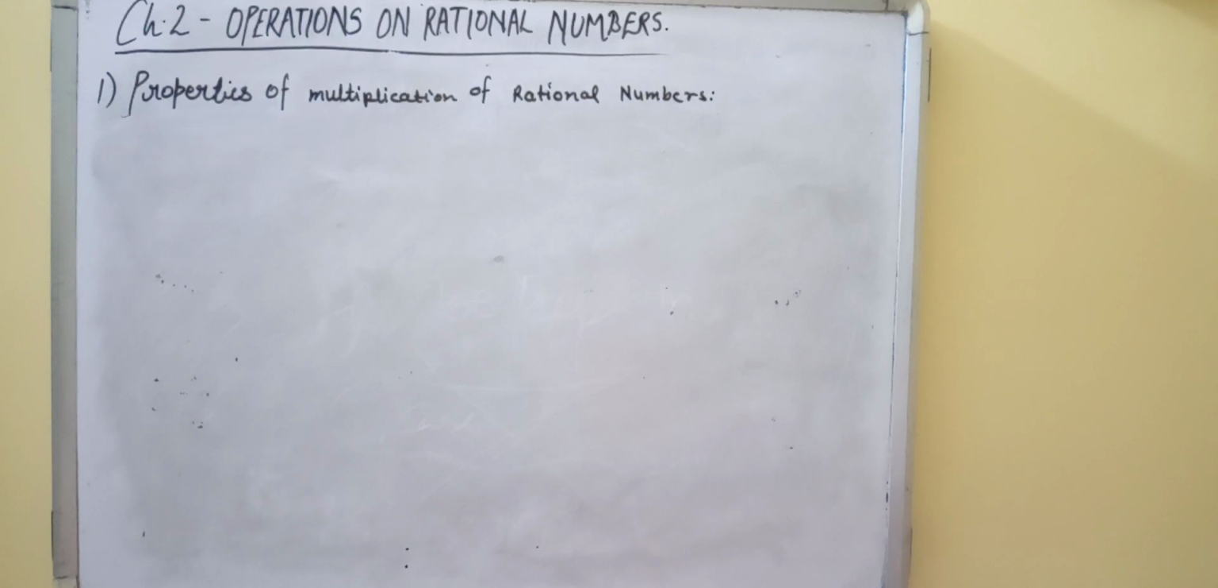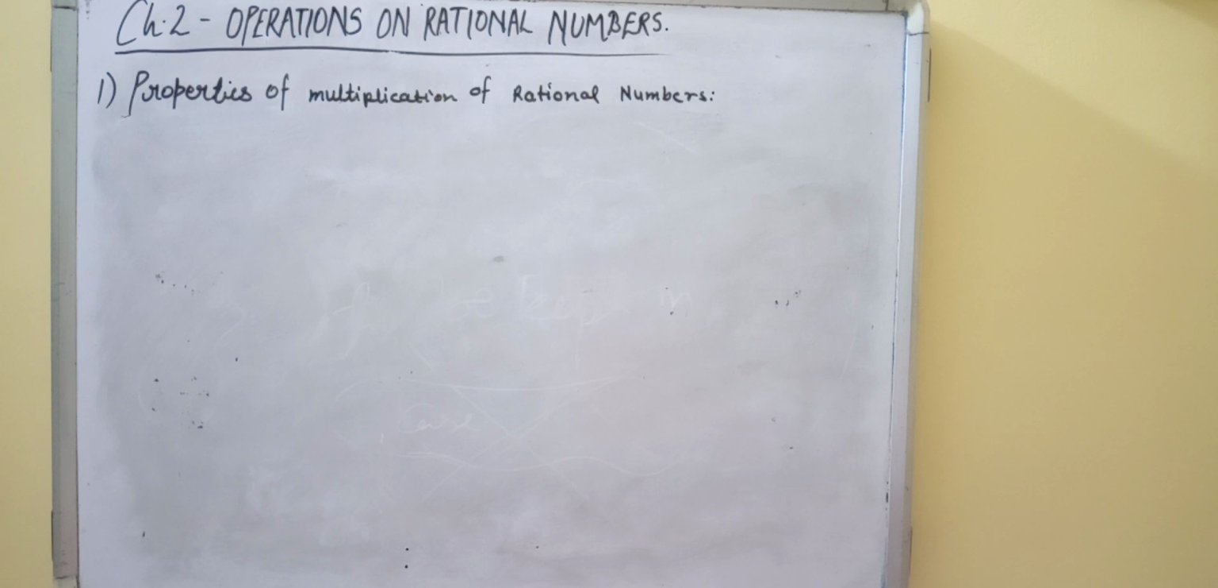Hello students, today we will continue chapter 2, Operations on Rational Numbers. Today we will learn properties of multiplication of rational numbers. Properties of multiplication of rational numbers are similar to the properties of multiplication of integers.